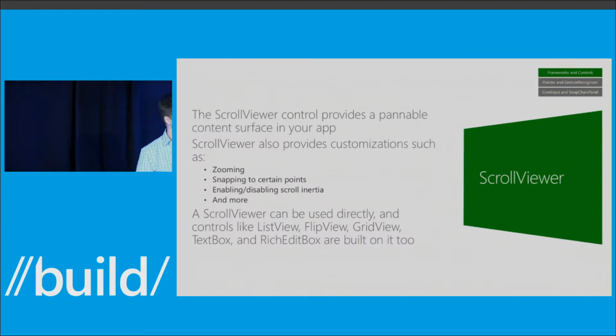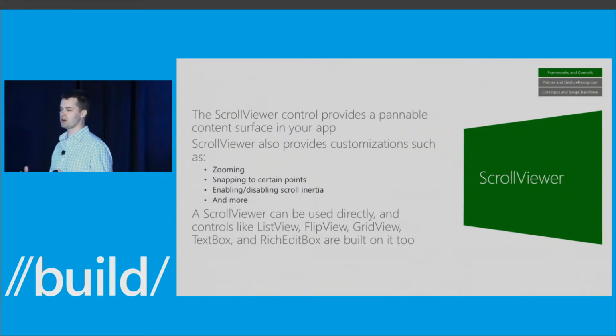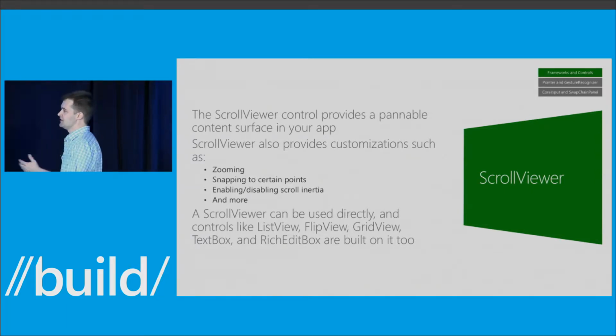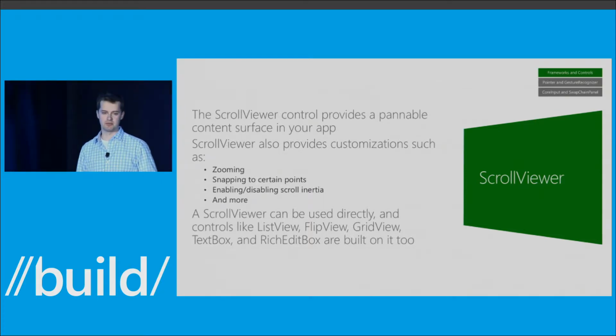It's certainly popular. Part of the reason it's popular is panning is such a core part of our interaction language. If you're on a phone, you've got a small screen, you pan through content. A lot of our controls like pivot and hub are built on panning behaviors. So Scroll Viewer gets used in a lot of places.